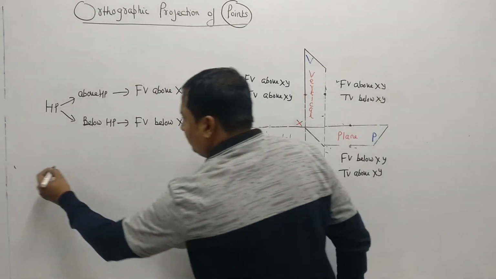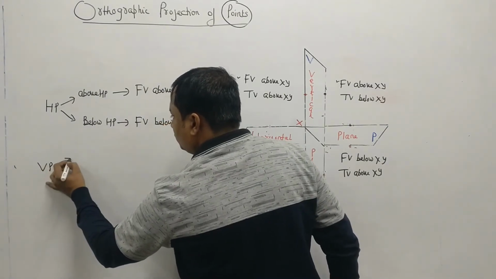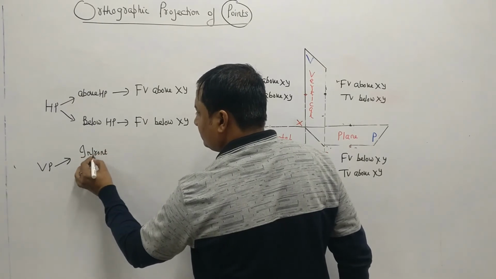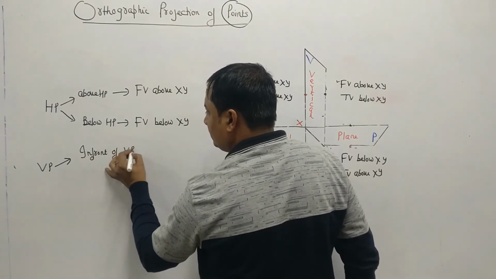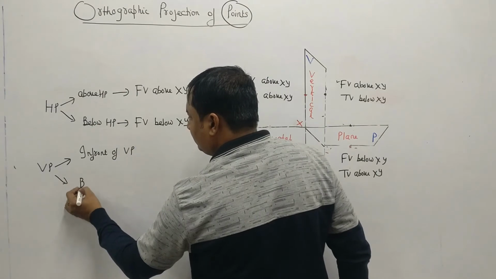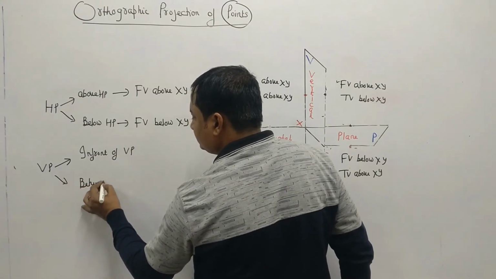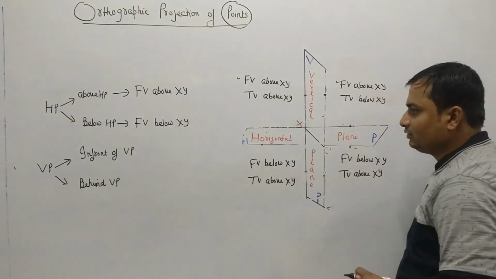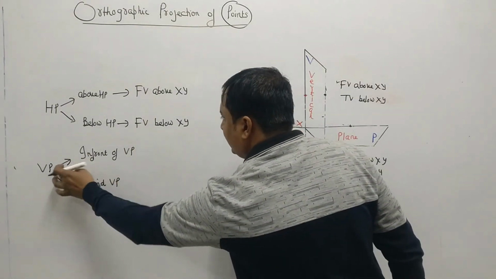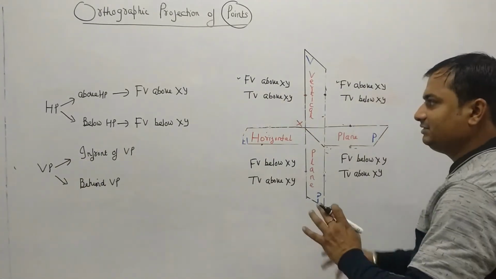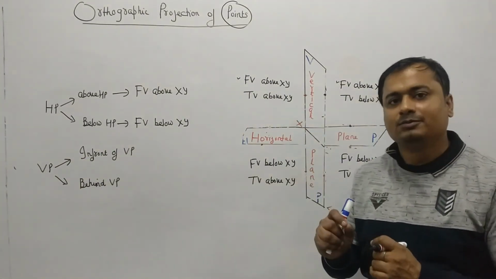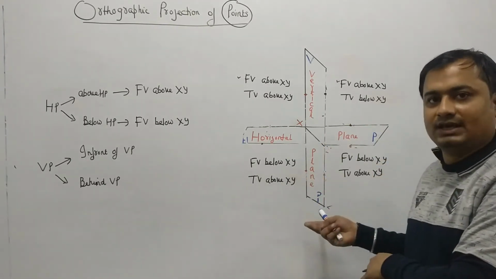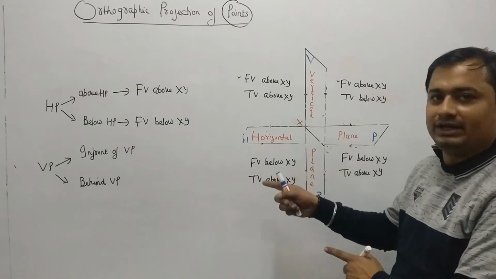Now on the basis of VP, there are two cases we have seen, that the point can be in front of VP, or the point can be behind VP. So coming back to the angles, in which of the angles is the point in front of VP? I am just concluding for solving the problems of projection of a point on the basis of these four angles, the four cases which we have seen.